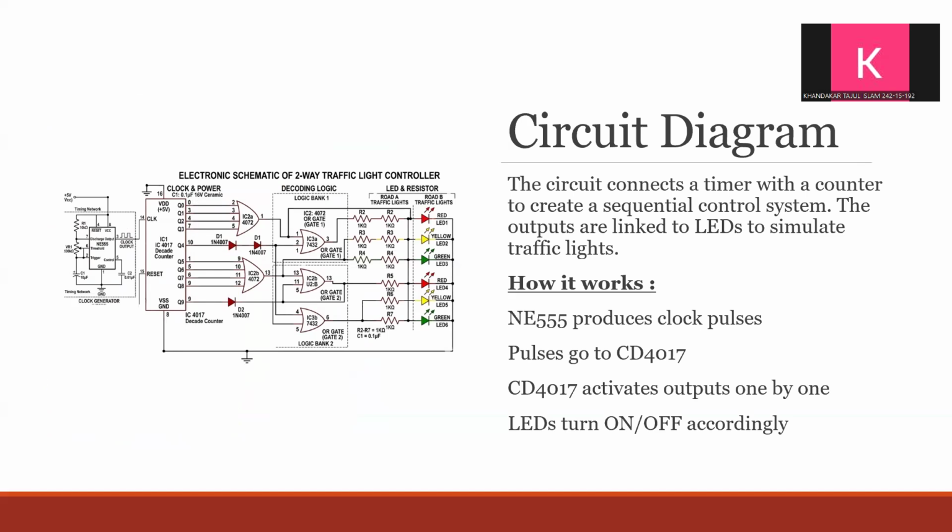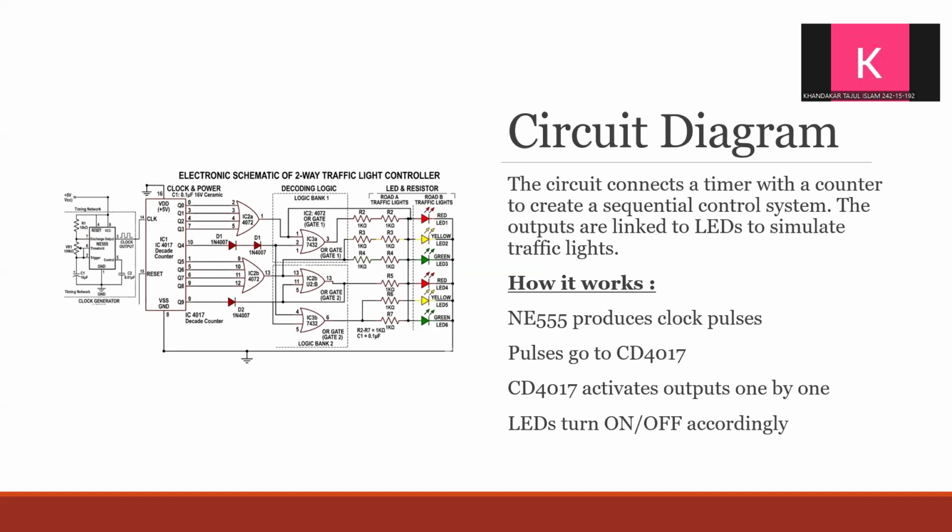Now let's look at the circuit diagram to understand the operational flow. The circuit connects a timer with a counter to create a sequential control system. How does it work? The process begins with the 555 timer, which produces a constant clock pulse. These pulses are sent directly to the clock input of the CD4017 decade counter. As the counter receives each pulse, it activates its outputs one by one in a specific order.